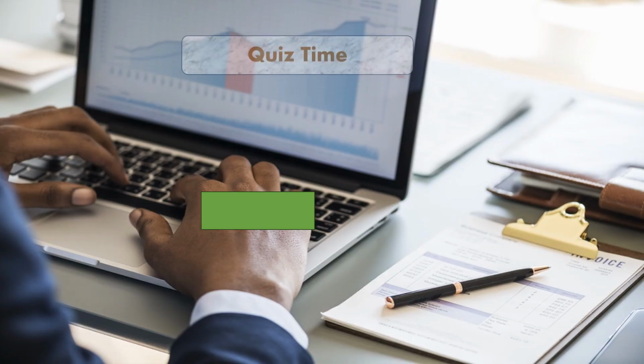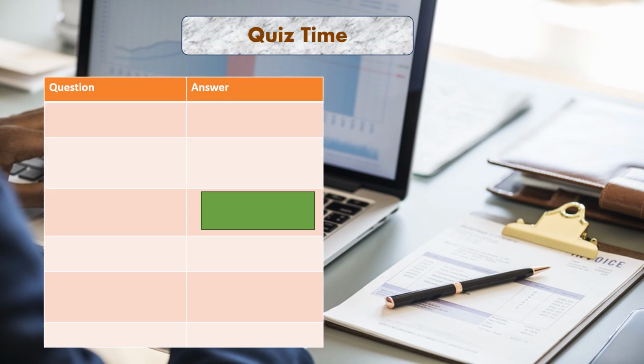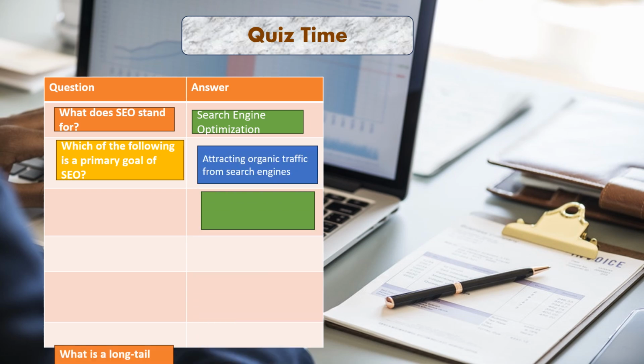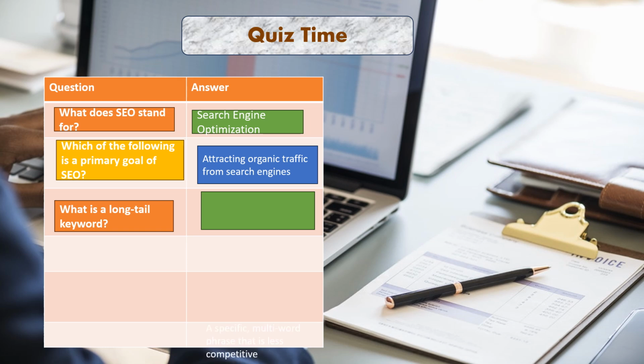Now, let's start with the quiz time. The first question is, what does SEO stand for? SEO stands for Search Engine Optimization. Then, the next question is, which of the following is the primary goal of SEO? The answer is attracting organic traffic from search engines. Now, what is a long tail keyword? The answer is a specific multi-word phrase that is less competitive.